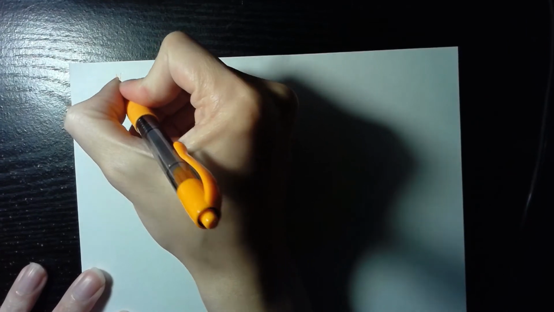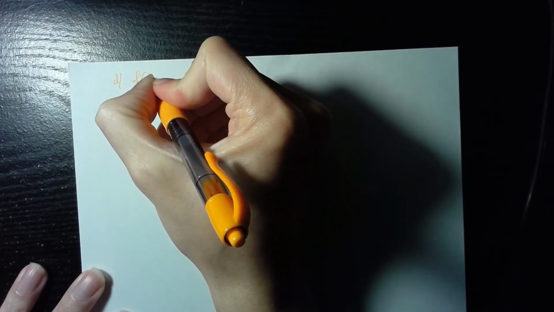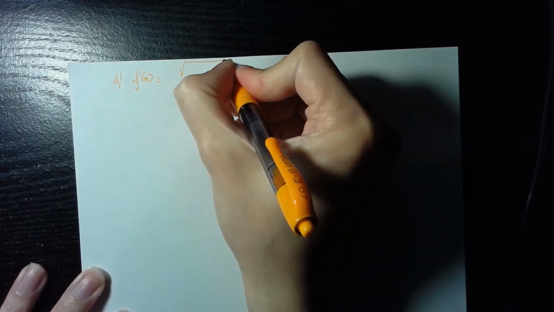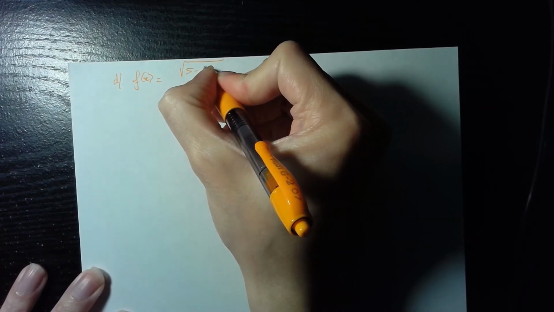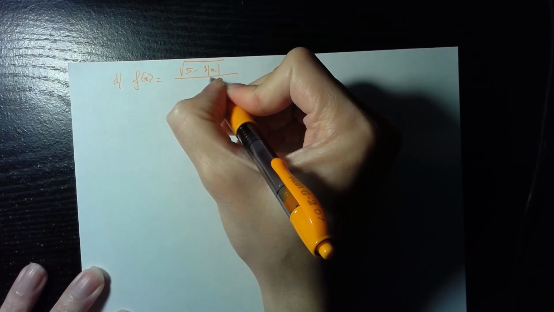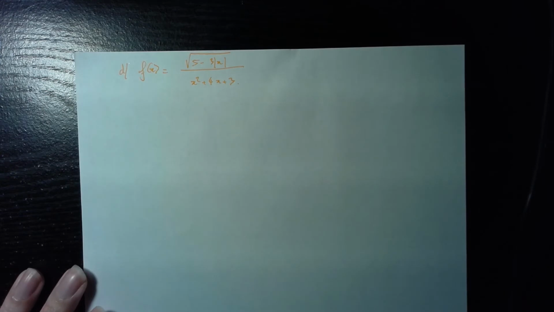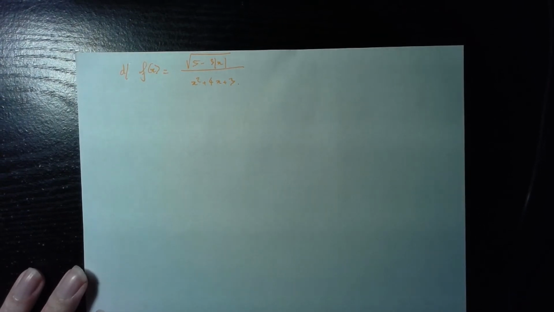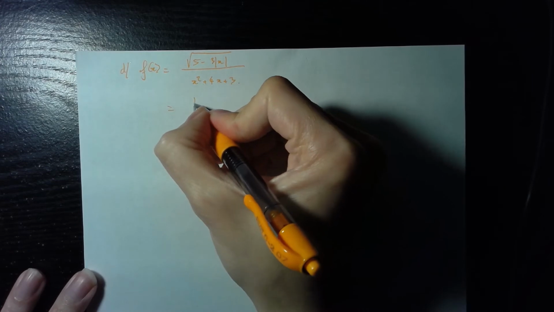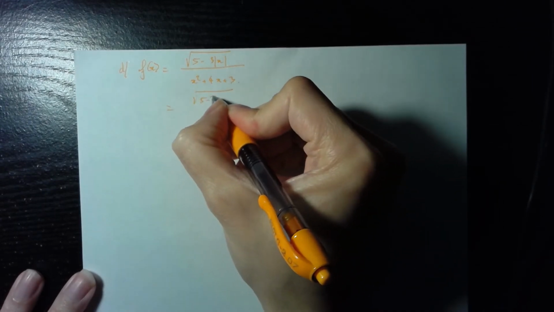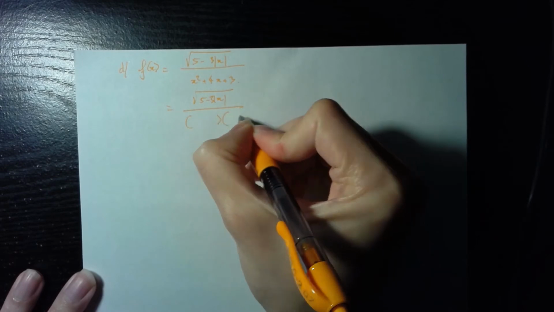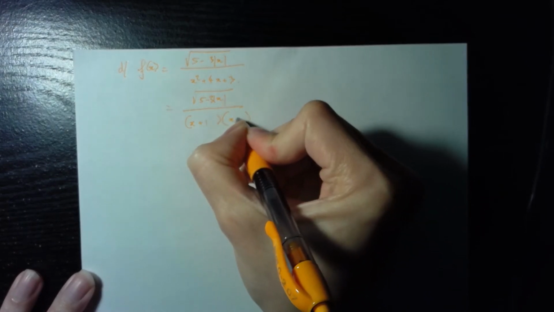And for D, let's see. I have a function like this with an absolute value inside a radical. At the bottom I have this. You see that the bottom is a trinomial, a quadratic form, so I'm going to go ahead and factor it. So I factor it: (x plus 1)(x plus 3).